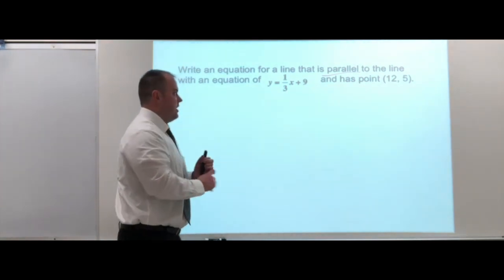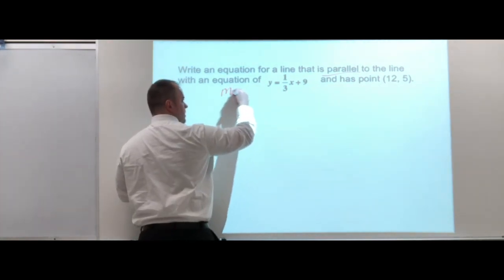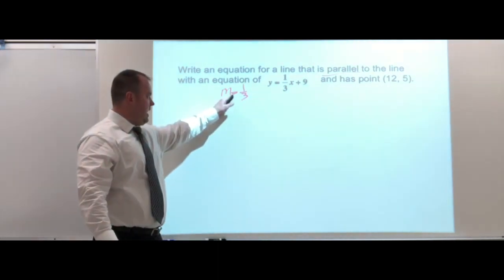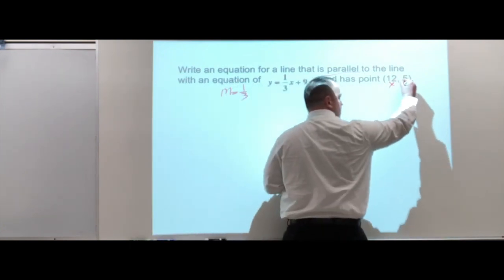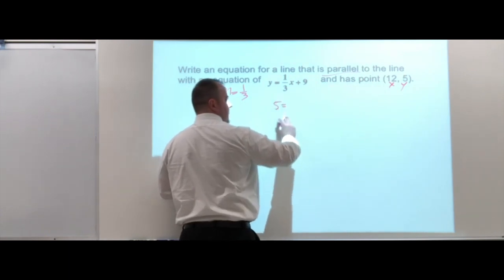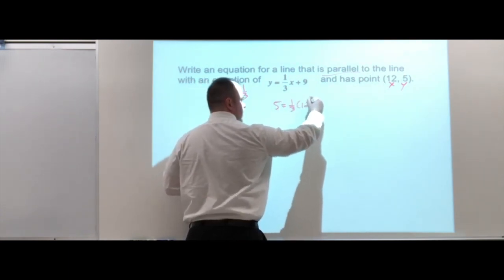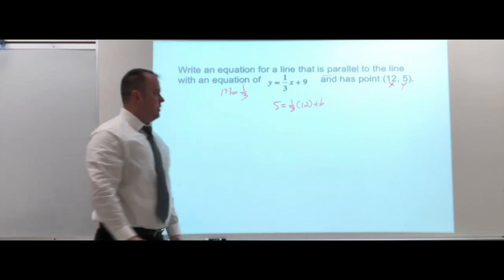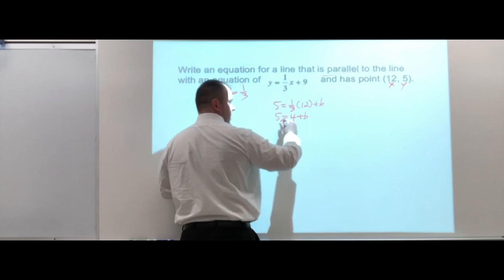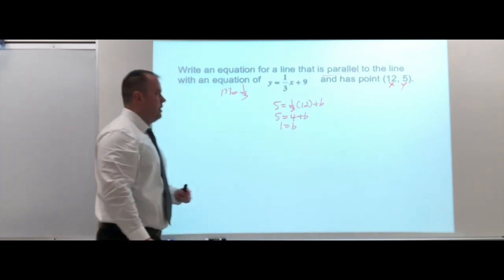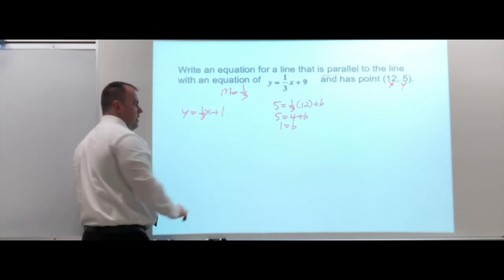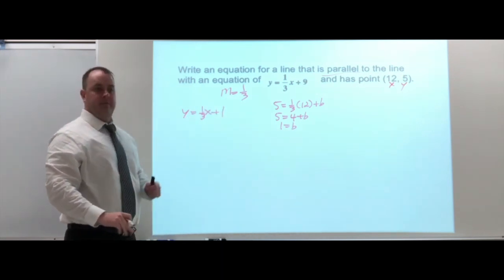Since this is 1/3, that means our slope is 1/3. So now, it's just like before. We have our slope, we have our x and y, and now we can plug in. Doing that work, 1/3 times 12. b equals 1. y equals 1/3 x plus 1. Okay, parallel lines have equal slopes.